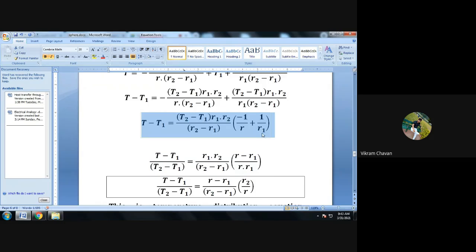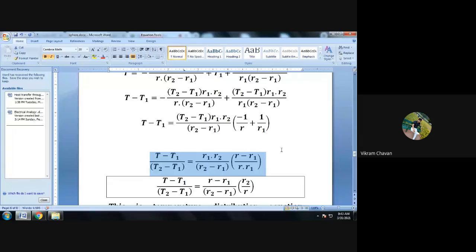And if you perform the cross multiplication for the inside bracket, then R1 multiplied by minus 1 is minus R1, and R multiplied by 1 is plus R. In the denominator, it is the multiplication R multiplied by R1. So inside the bracket we get R minus R1 divided by R multiplied by R1. So we get this equation after shifting the temperature terms to one side and cross multiplication for the inside bracket.